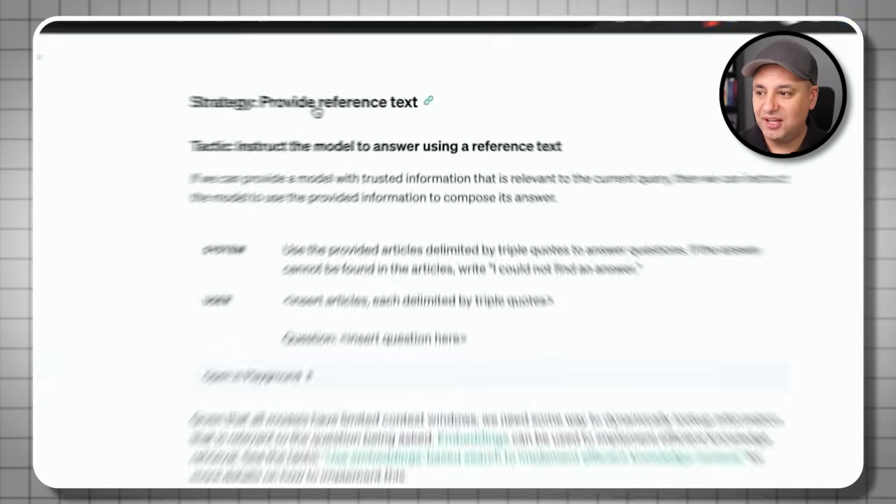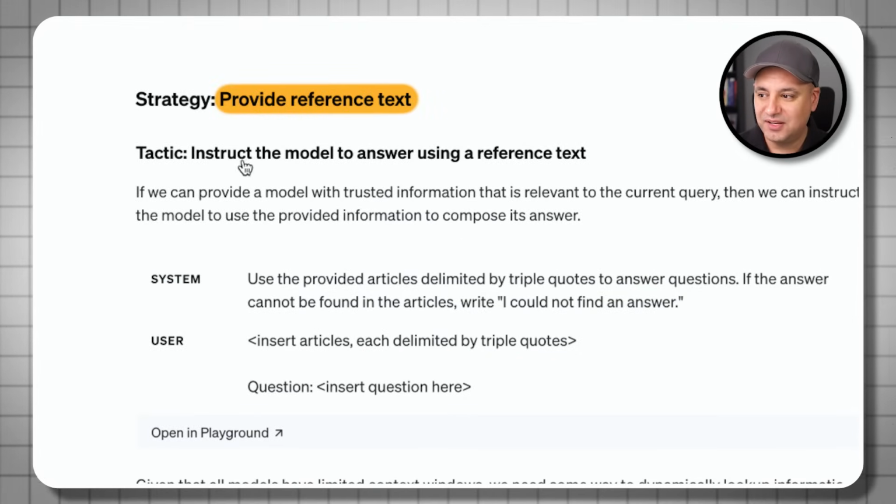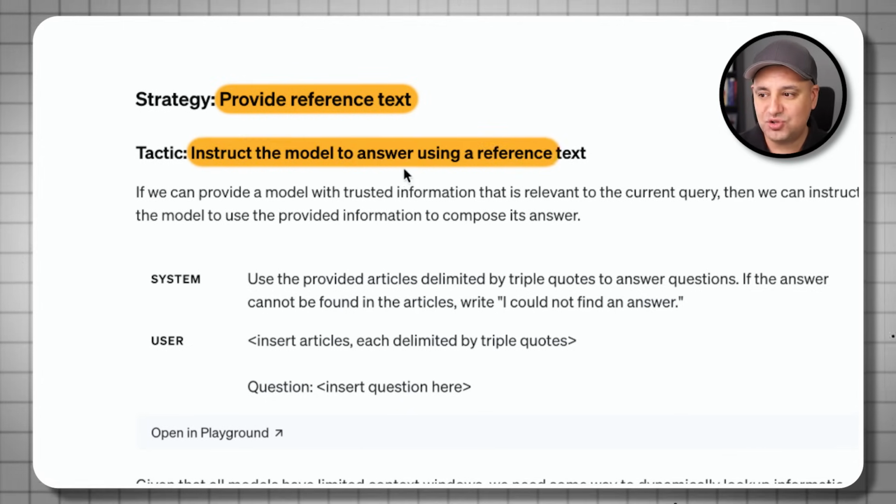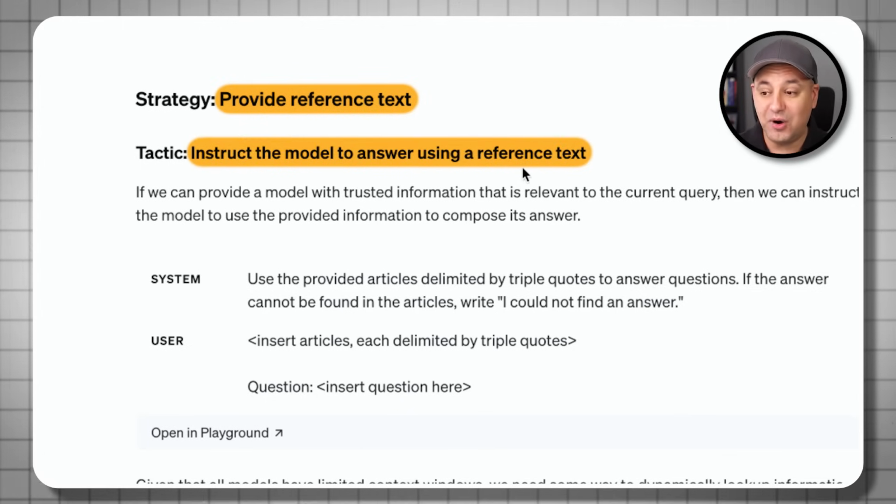So all those tactics were under the first strategy of clear instructions. The second strategy is providing reference text. So let's go through the tactics of exactly how to use this one. Instruct a model to answer using reference text.